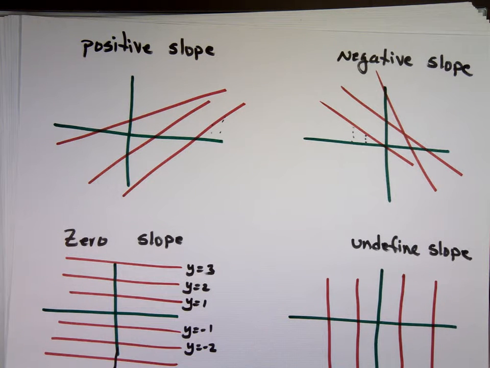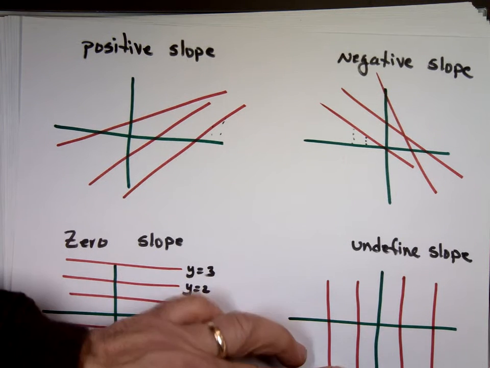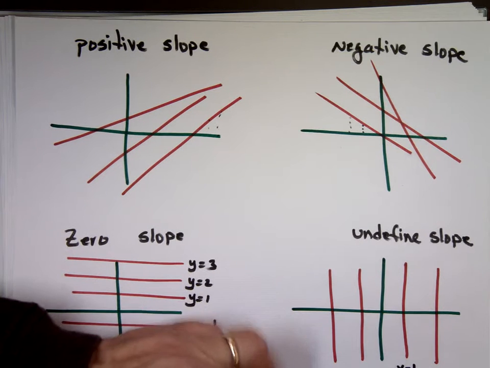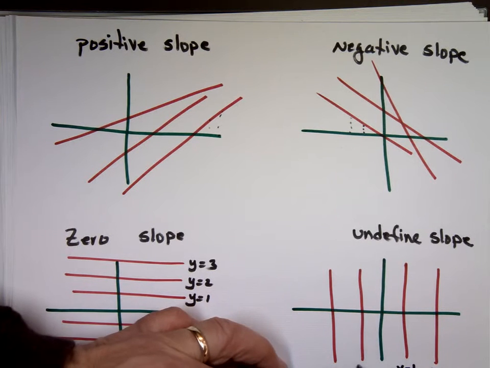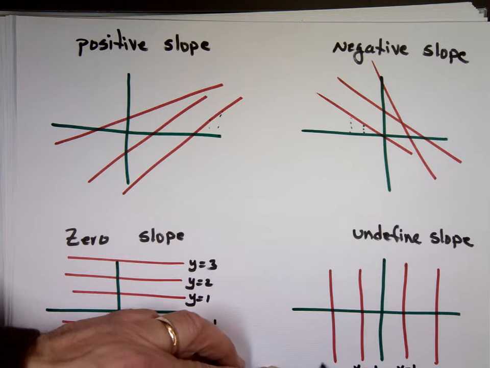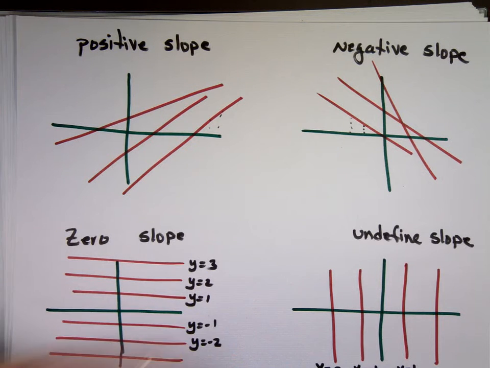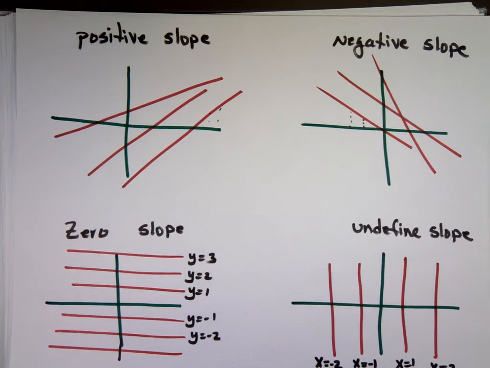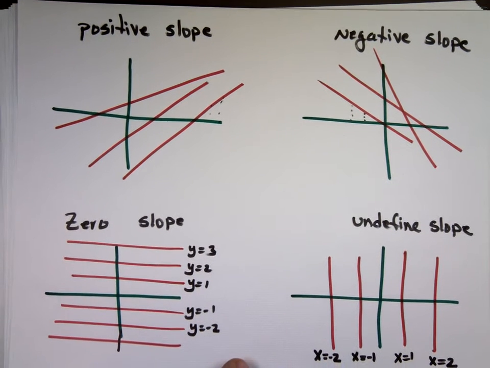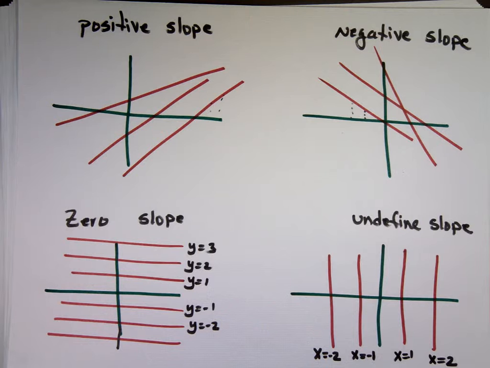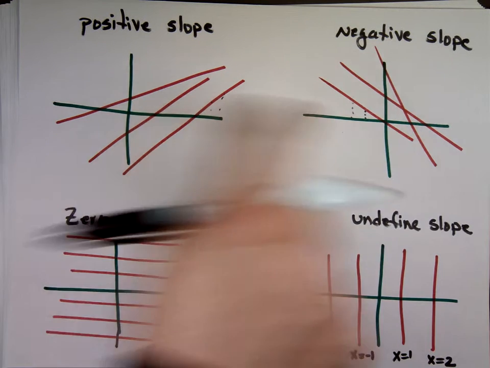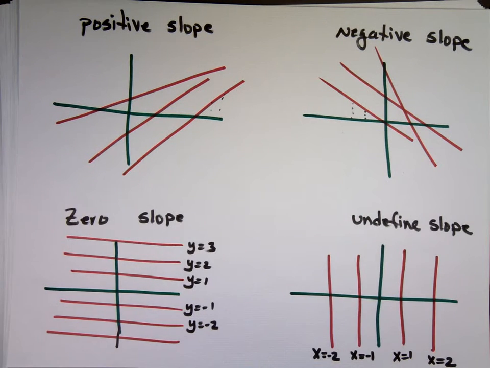All these are undefined slopes. This is x equals 1, x equals 2, x equals negative 1, x equals negative 2. All these vertical lines have an undefined slope. So positive slope, negative slope, zero slope, undefined slope. That's it. There are no other choices.